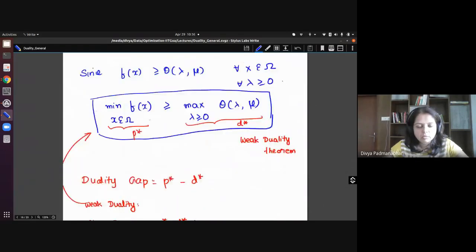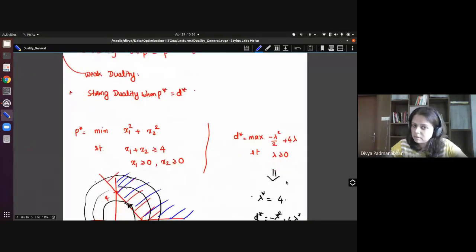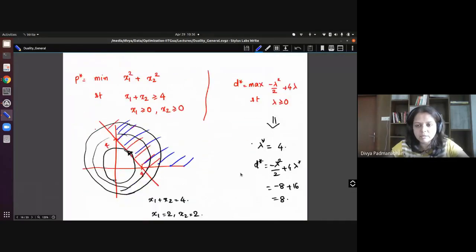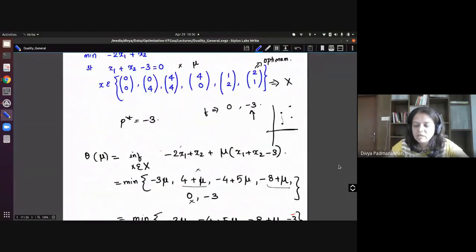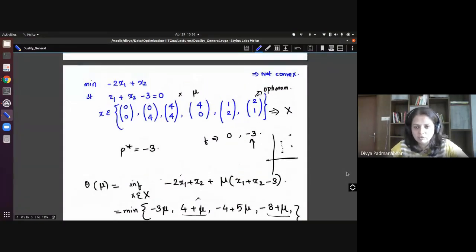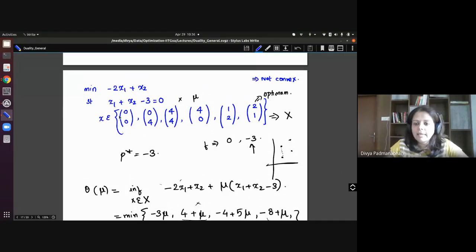Okay, and we talked of this duality gap, and then we were seeing one of the examples, where we saw that the primal and dual values match, and so that's when we say strong duality holds. And then we were looking at this other example where the domain is in the space of integers. It's an integer program, and so this is not a convex optimization problem.